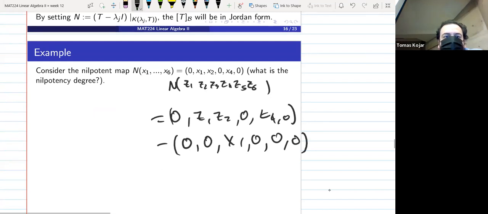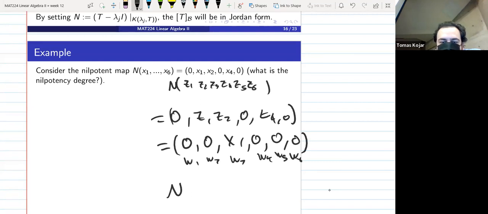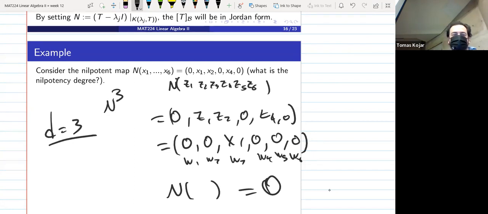Let me do it carefully. Then this is w1, w2, w3, 5, 6. And then 3 is 0, right? 3 gets killed. There's no 3 here, so it's a 0 vector. And so you did it once, you did it 2 times, or 3 times. Yes, yes. I don't know why I get mixed up. Okay, anyways, degree is 3.